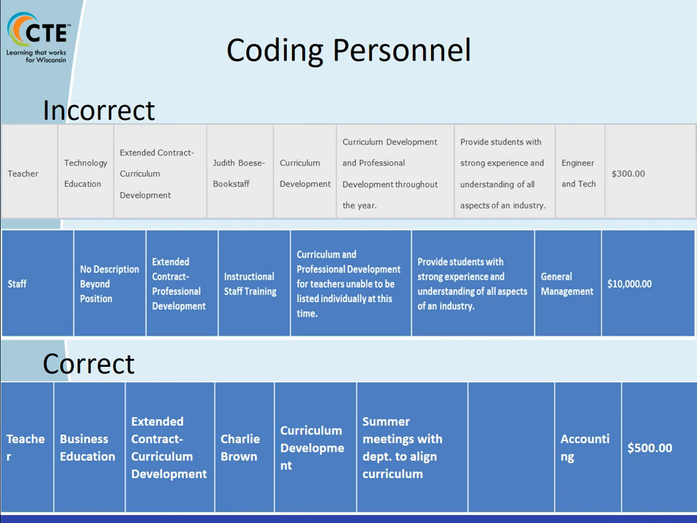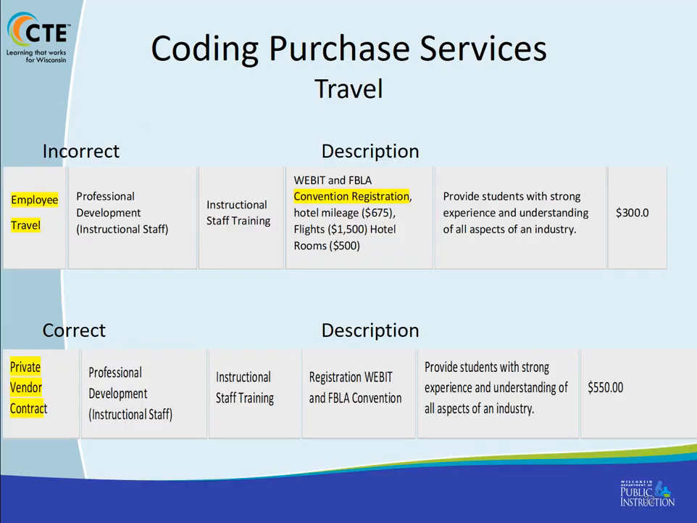The bottom example is correct, as it identifies the business education teacher, that it's an extended contract for curriculum development, which will occur over the summer in order to align the accounting curriculum. Everything aligns, and it's very clear for the reviewer and easily approvable.